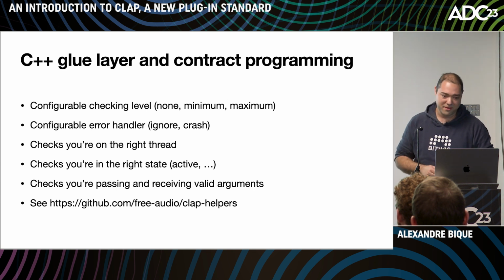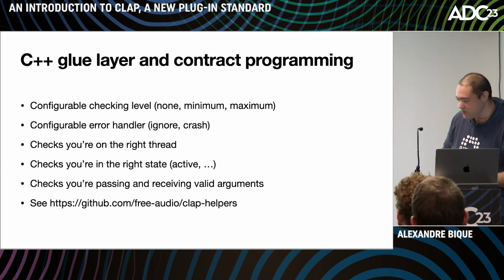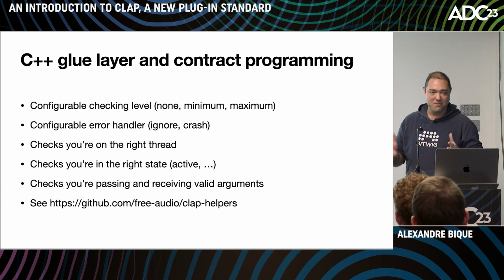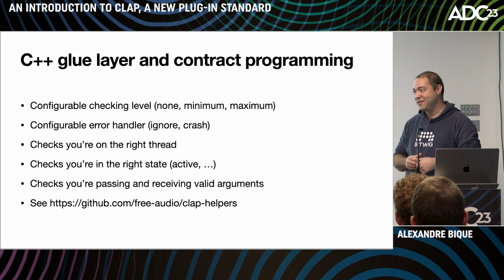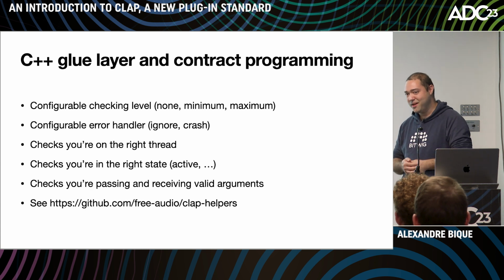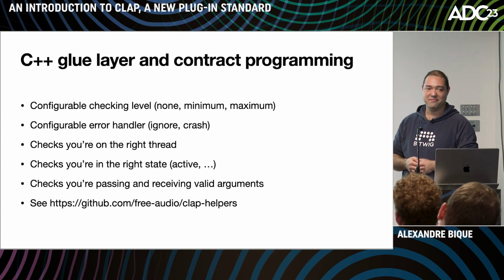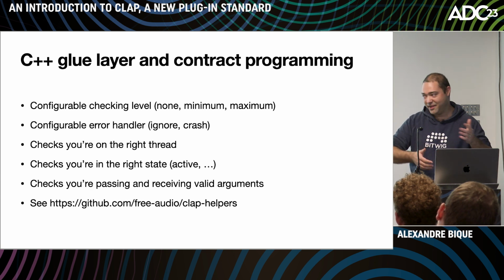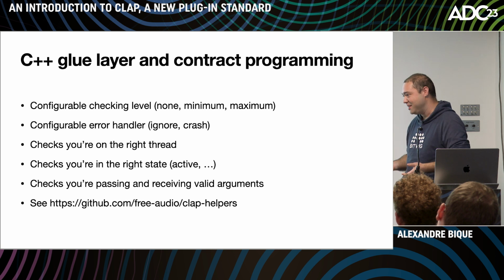Like you catch it earlier. And just to give you an example, the other day, I realized that in Bitwig, we might sometimes be calling get latency on the plugin while the plugin wasn't activated. So it was pointless, because if the plugin is not activated, you don't know the sample rate, so you cannot get the latency in samples.